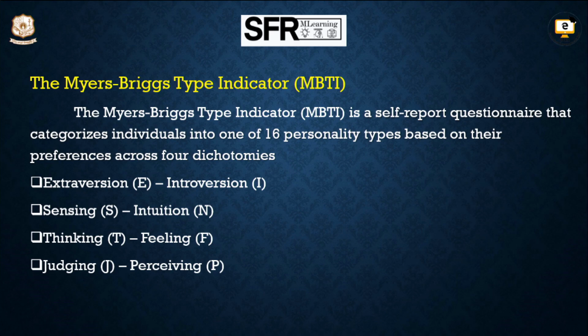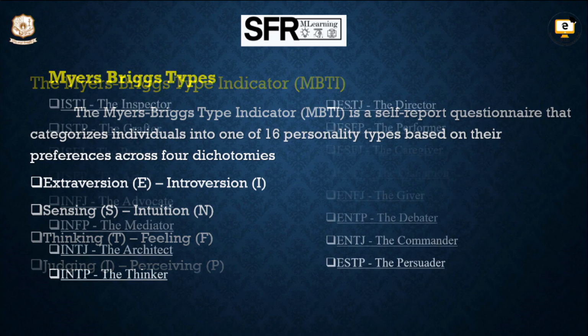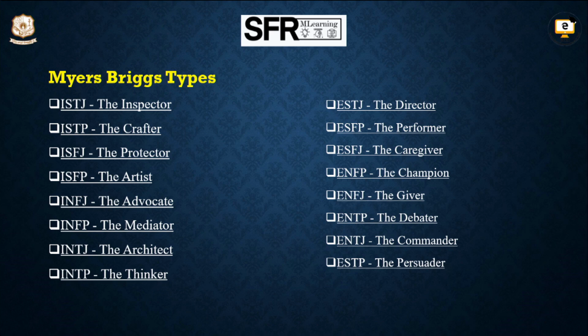The scales are extroversion and introversion, sensing and intuiting, thinking and feeling, judging and perceiving. Extroversion stands for E, introversion for I, sensing S, intuition N, thinking T, feeling F, judging J, perceiving P. Based on the responses given by the individual, they are identified by a 4-letter acronym, for example INFP or INFJ. These are all the 16 types mentioned by Myers-Briggs.